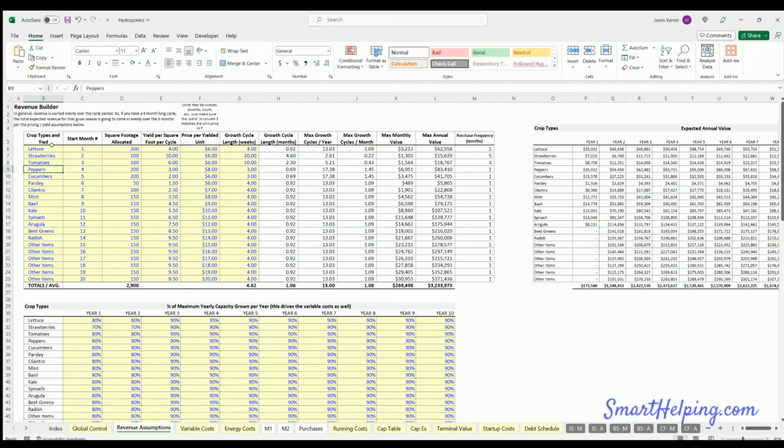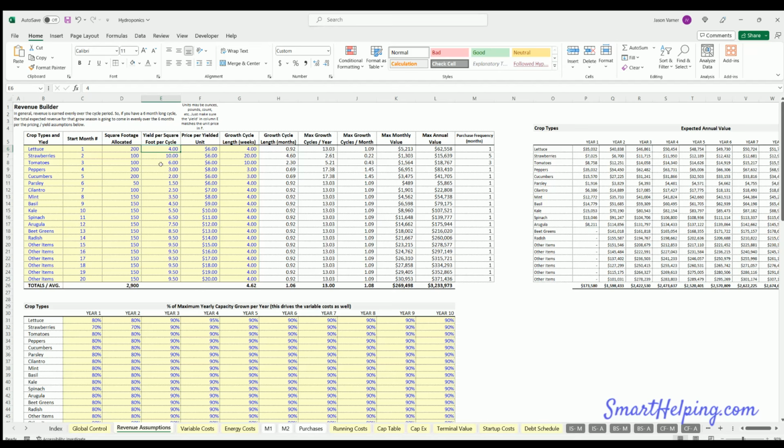So on this, you define the crop type here. This is going to propagate the rest of the model if you change these. The start month, the square footage allocated. So here we're going to define our yield based on the square footage allocated to each crop type. The average yield per square foot per cycle. For example, if this is lettuce, there's 200 square feet. We yield 4 heads of lettuce per square foot.